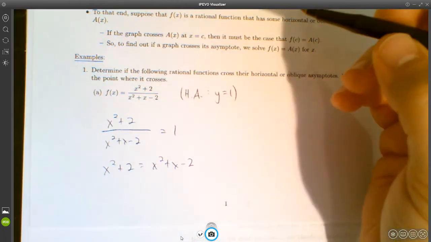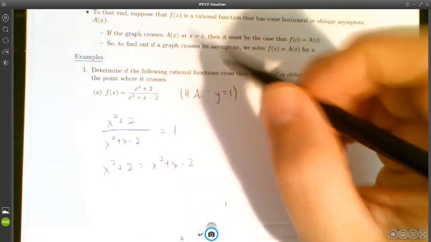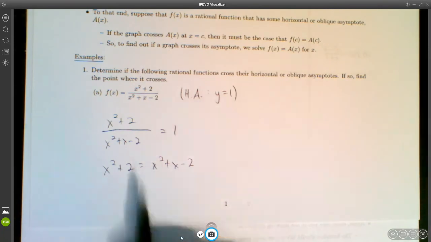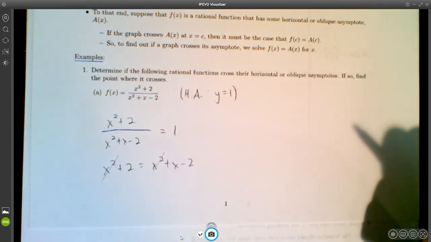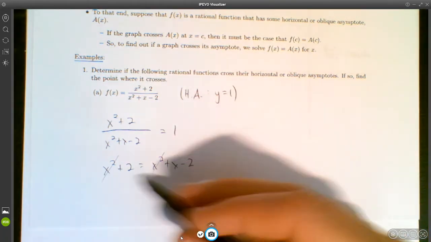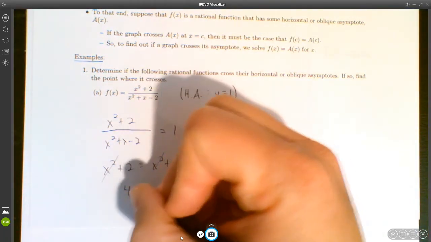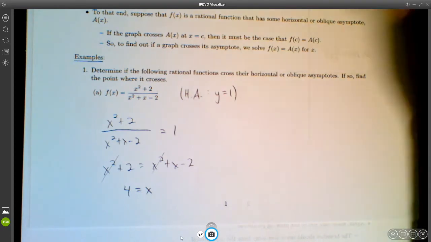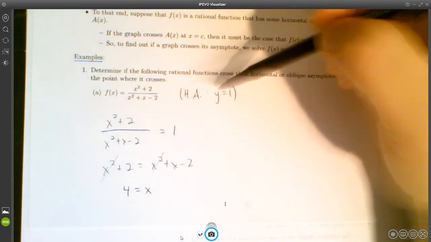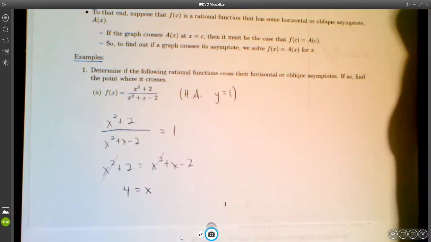So I want to move everything over to one side since these are quadratic equations, except that look, when I do that, the x squareds will cancel. So actually this turns out to be a linear equation. I can just move the 2 over here and get 4 equals x. Ooh, interesting. So that tells us that this function crosses its horizontal asymptote when x is 4.